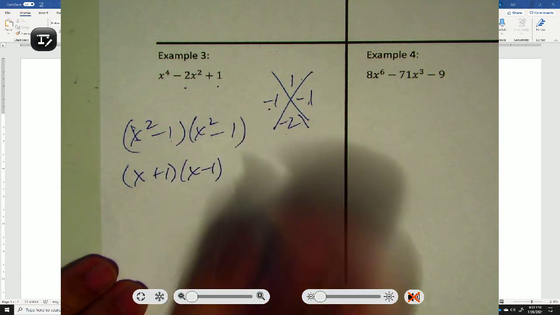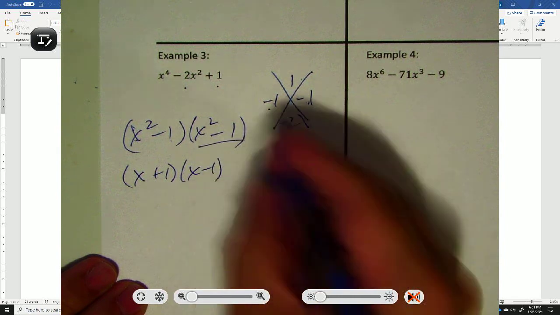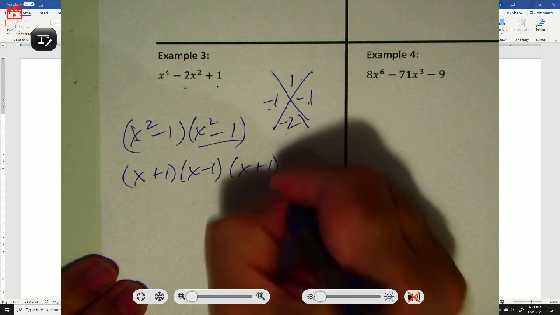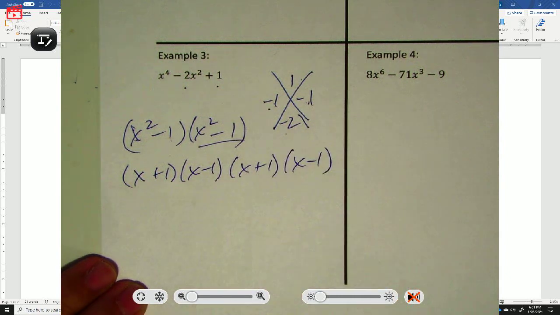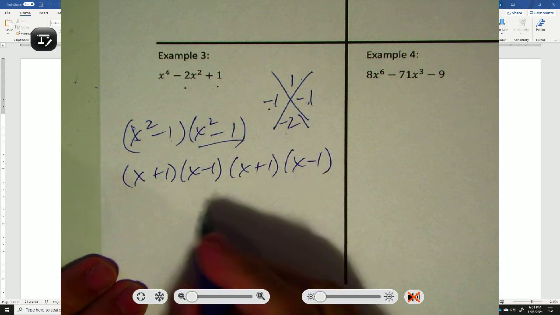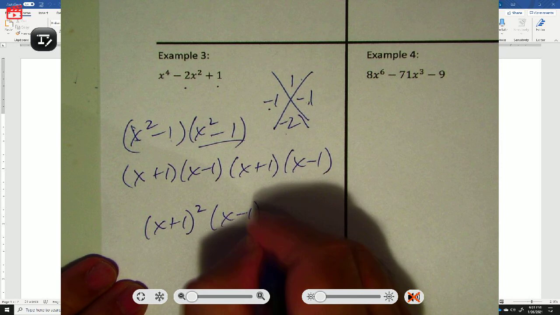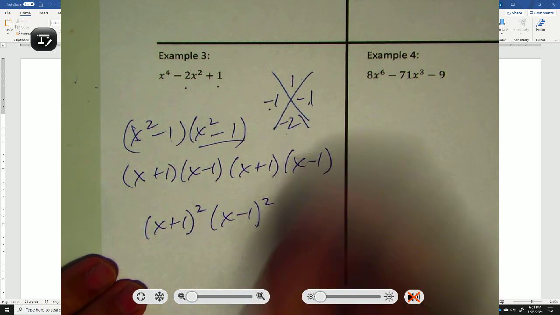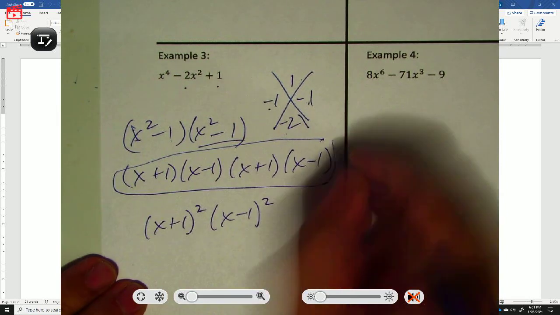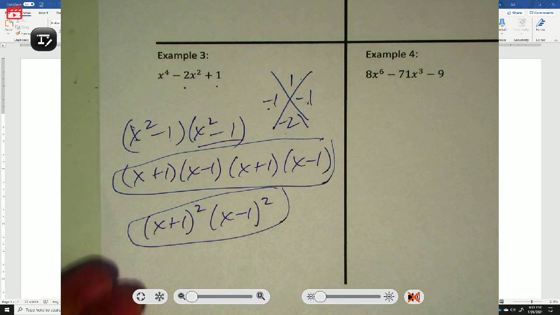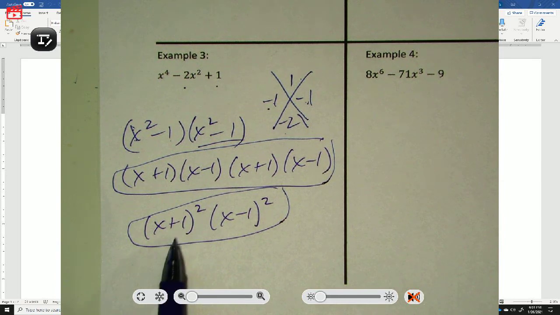And you got to do it again because you have the same thing over here. So (x plus 1)(x minus 1). Now, it is perfectly alright to give your answer like this: (x plus 1) to the second power, (x minus 1) to the second power. Either answer is acceptable for me. You can give me either one. And as a reminder, this has a multiplicity of 2.